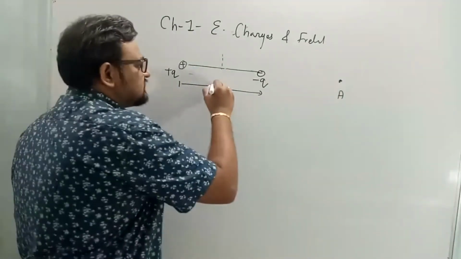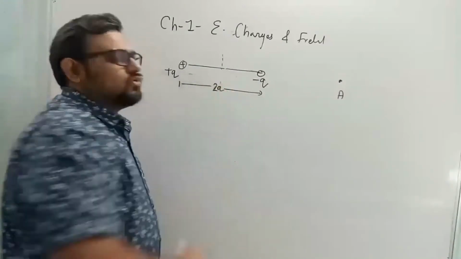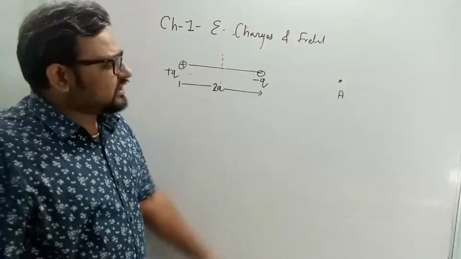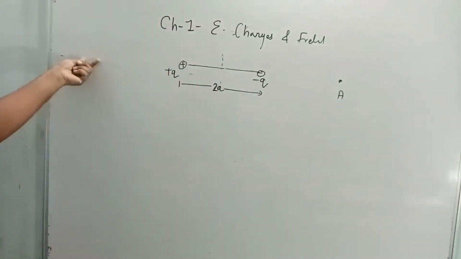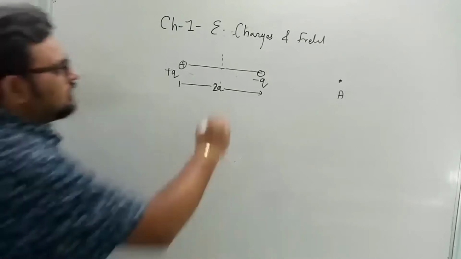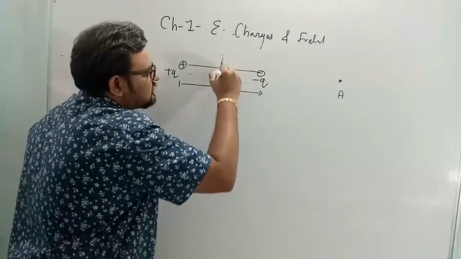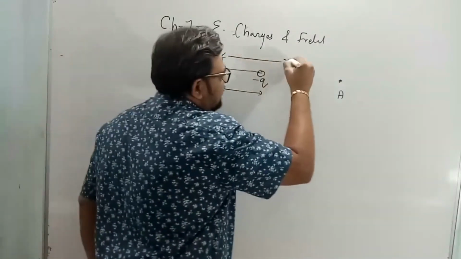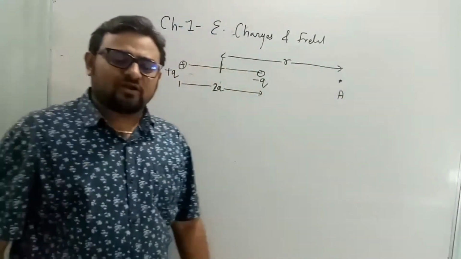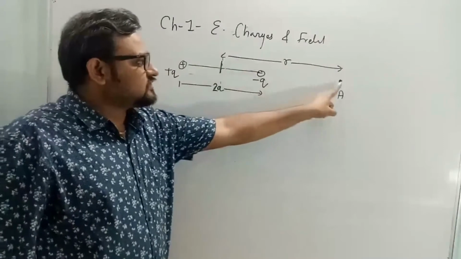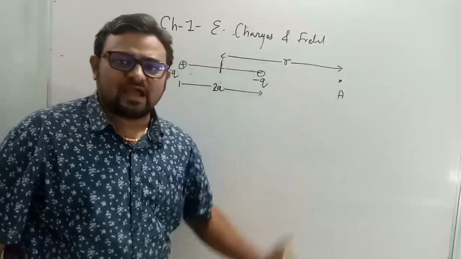Okay, this distance is 2a. You can also take it in either way. You can select this point A in this direction, and then you can find out the electric field. Okay, clear? So now let the distance of this point A from the center be r.